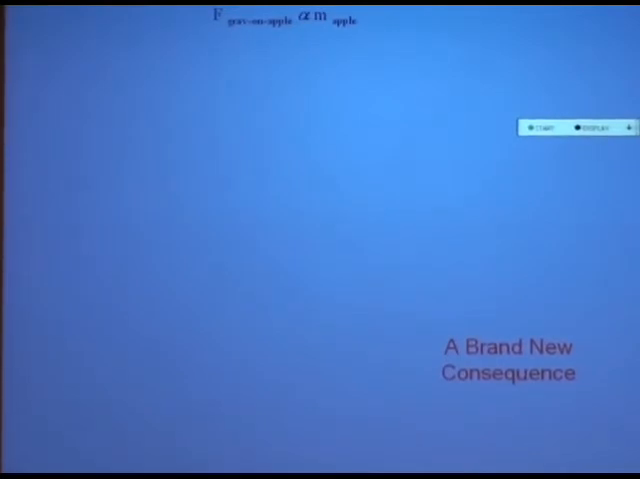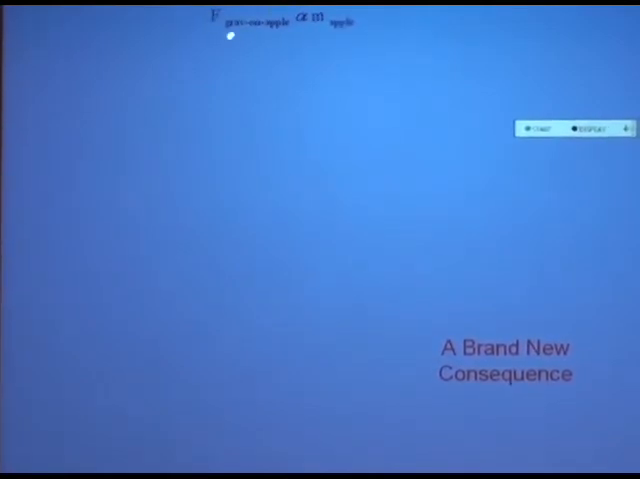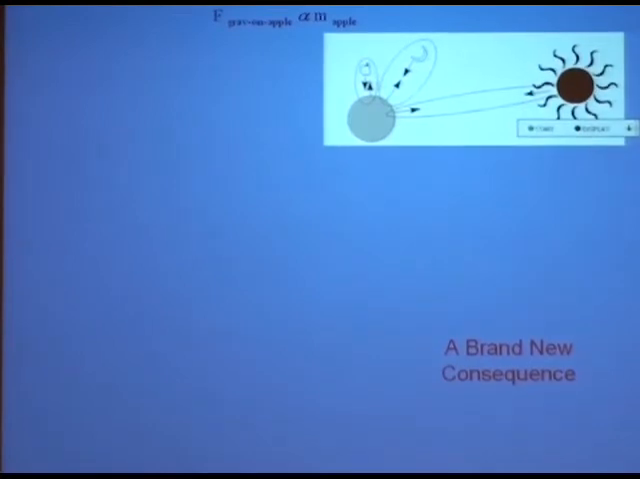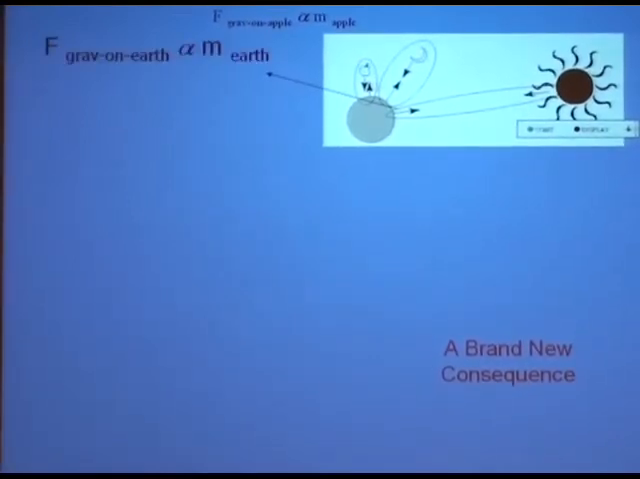And now let me write down some equations to show you the wonderful consequence. So let's take the Earth and the apple, and let's write down that the force of gravity on the apple is proportional to the mass of the apple. He figured that out in the garden, right? Okay. Now, the force of gravity on Earth from the sun is proportional then to the mass of the Earth. Let's say we consider these two.